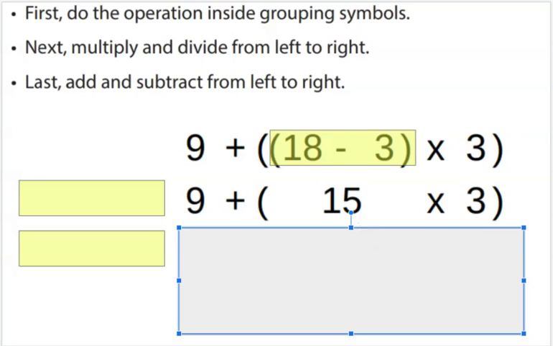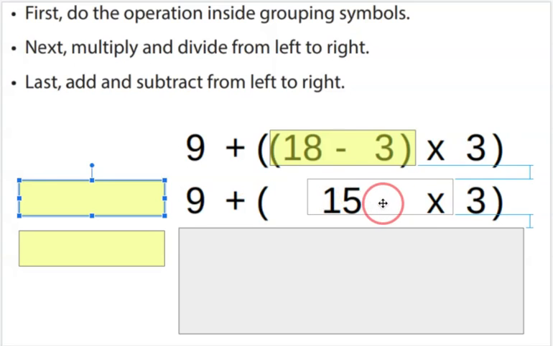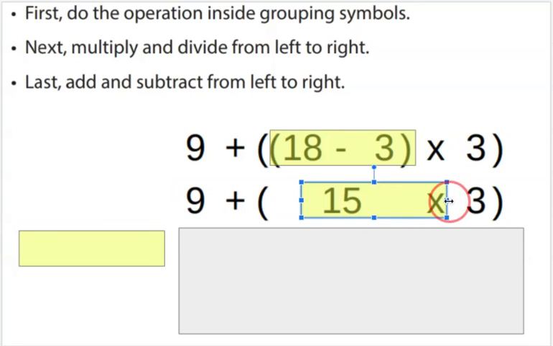So now you can see that my problem looks a little bit easier. I have 9 plus the product of 15 and 3. The product of means the answer to my multiplication problem. So now, again, I still have to work inside these parentheses, and I have to do 3 groups of 15.